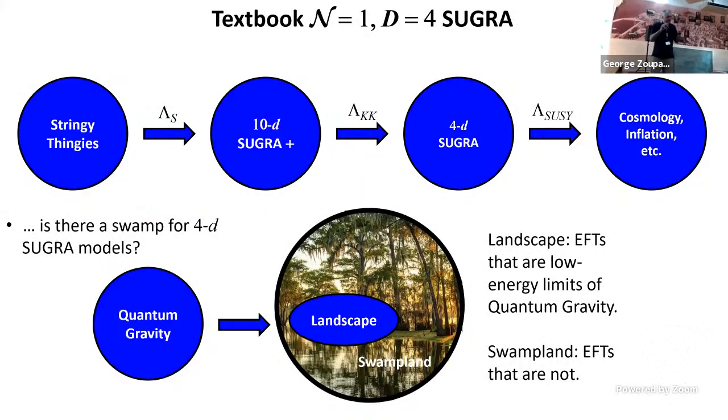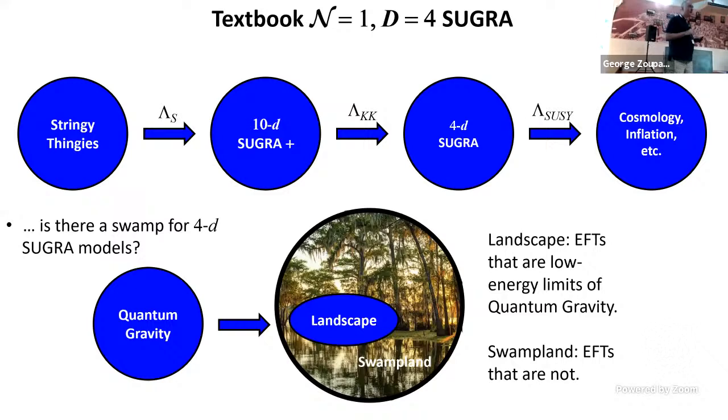So this is sort of a picture of how we imagine things to happen. At very small length scale, there are stringy things, strings, branes, what have you. And at some scale lambda sub s, this is converted to 10-dimensional supergravity plus other fields. And then there is a scale associated with the Kaluza-Klein to get to 4-dimensional supergravity. And then supergravity is broken, and we end up with what we normally use in cosmology.